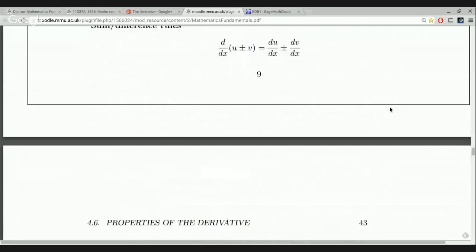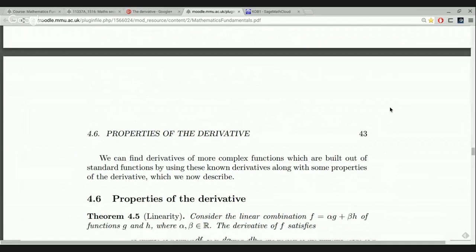So my next lecture with you will quickly review this definition, and we'll continue on then with the linearity and product rule and so on. Okay?